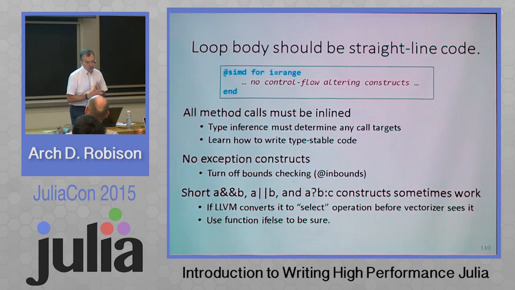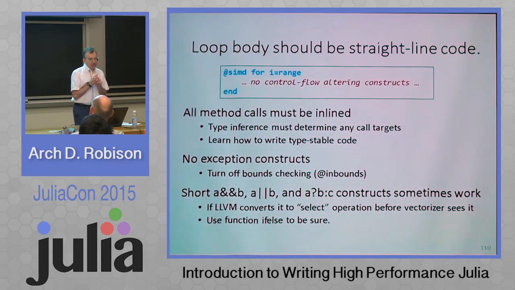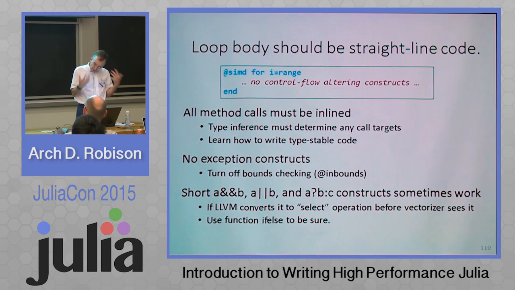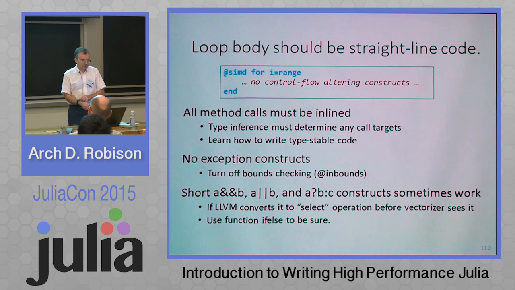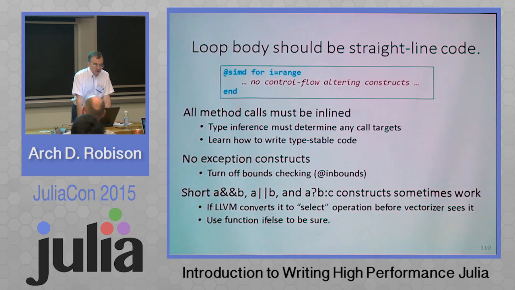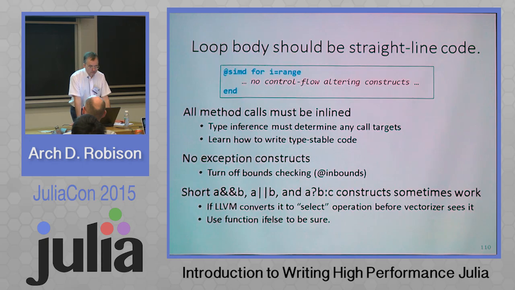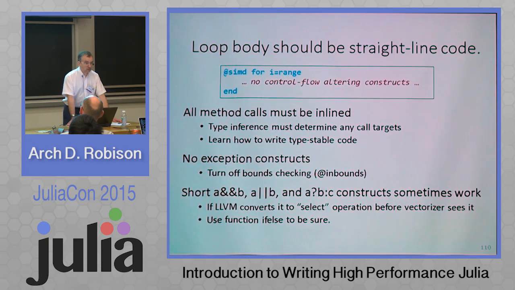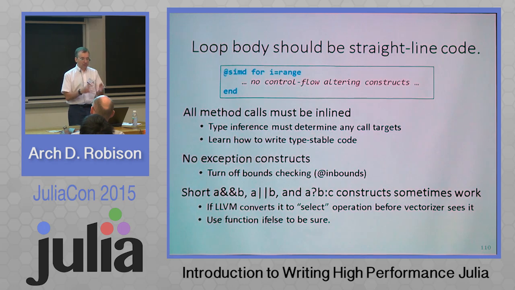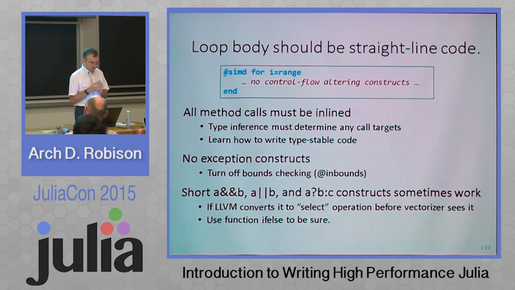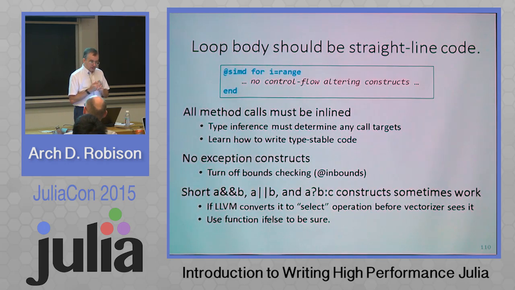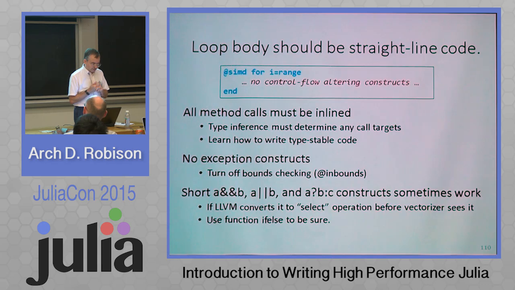Okay, the loop body needs to be straight line code. And straight line means really straight. No jumping off to a subroutine. This is just a limitation of the LLVM vectorizer as it currently stands. So you have to be nice to the type inference mechanism. That applies very strongly here. Just leave one generic dispatch, and there's no way the loop's going to vectorize. So make sure your code is type stable.